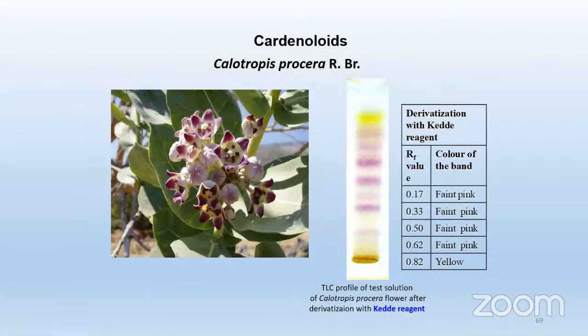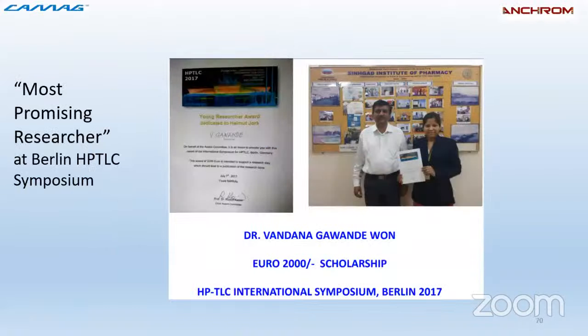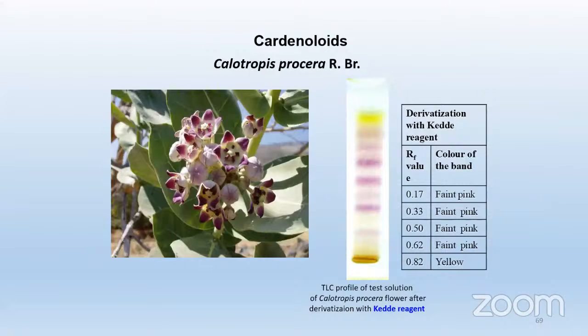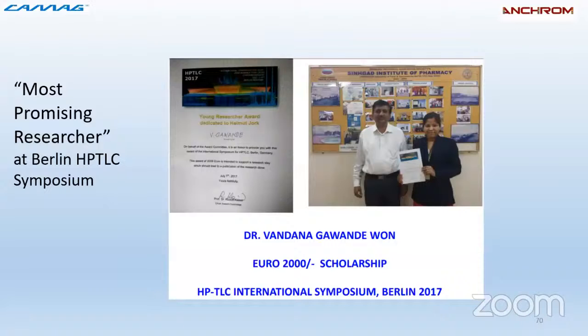This is an example of analysis of cardenolides from Calotropis procera. Different reagent is used, Kedde's reagent. So these were some of the examples or the analysis which you can perform for herbal samples.